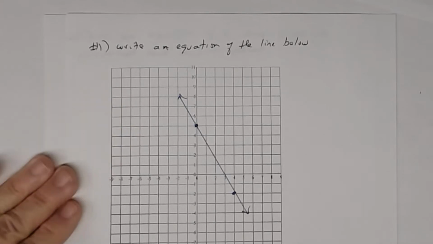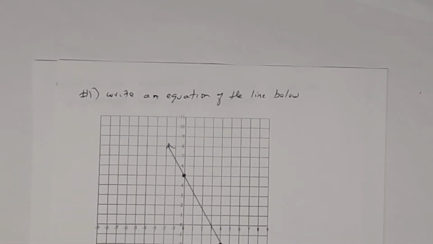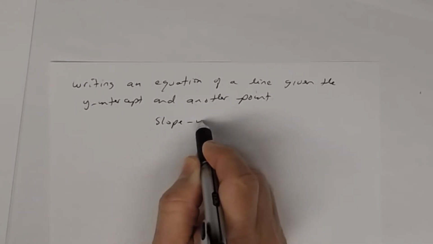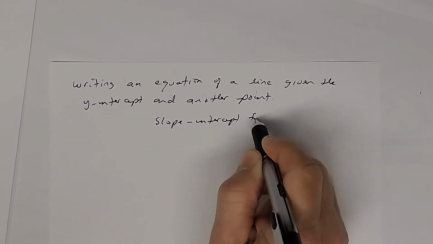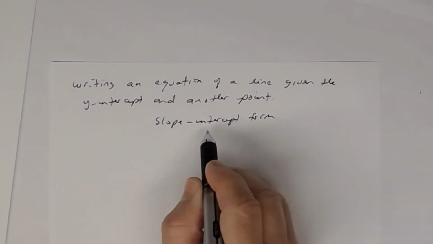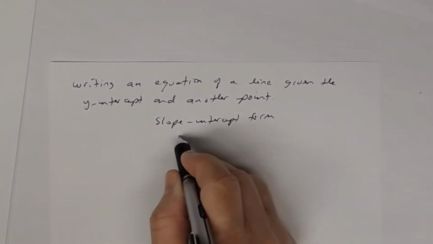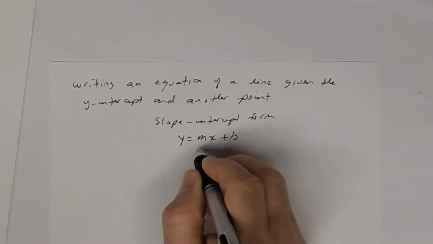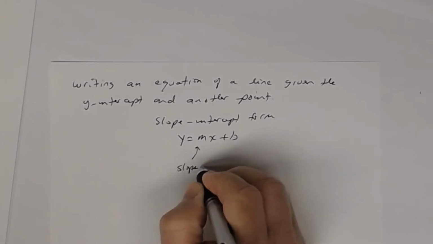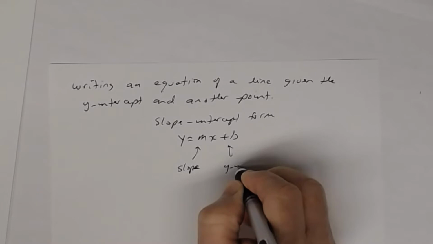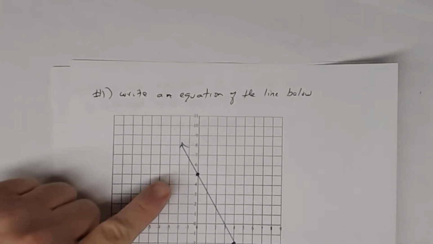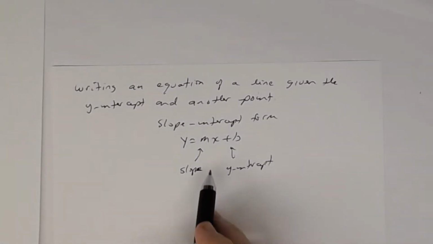Now remember, if the y-intercept's given, then the easy way to do that is to start out with what's called the slope-intercept form, which you learned about in a previous lesson. Slope-intercept form is y equals mx plus b. If you're going to use it, you have to know the slope of the line and the y-intercept of the line. In this problem, you know the y-intercept. The only thing you don't know is the slope.